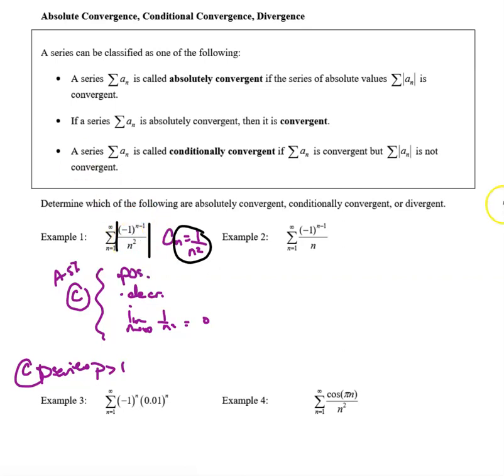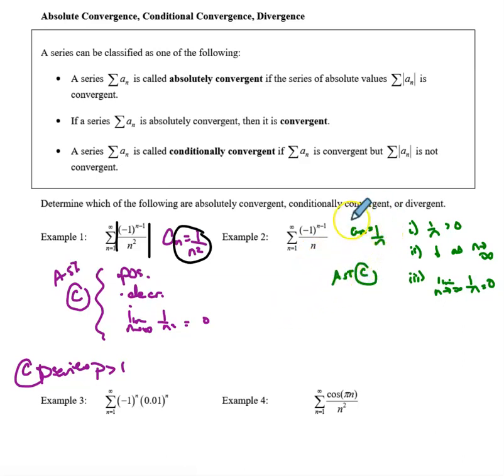If we look at (-1)^(n-1) over n, first of all, the terms of the underlying series are 1 over n. They are greater than 0. They are decreasing as n goes to infinity. And the limit as n goes to infinity of 1 over n is equal to 0. So the alternating series converges by the alternating series test.